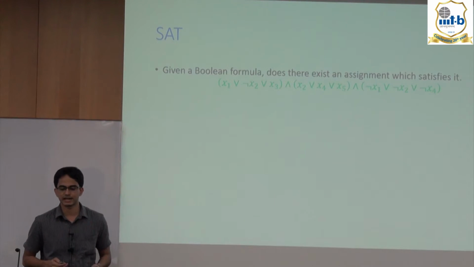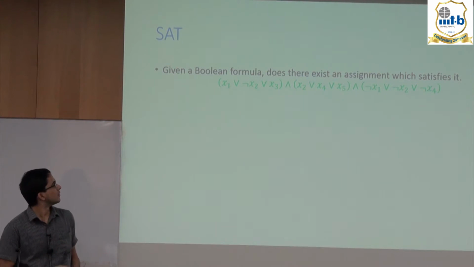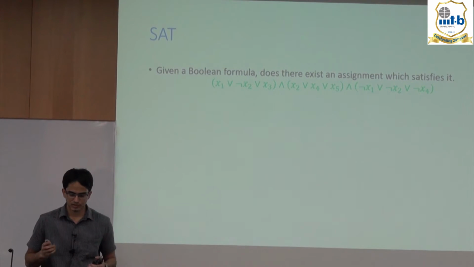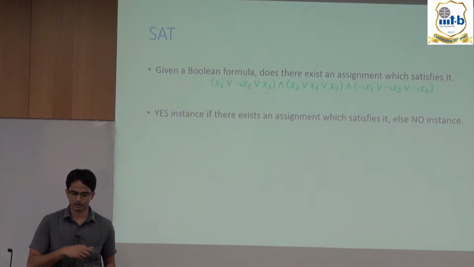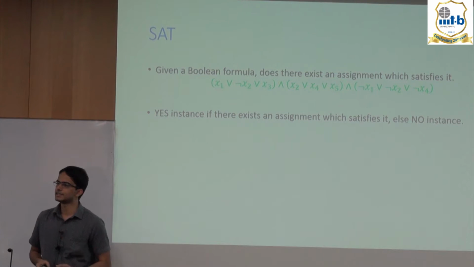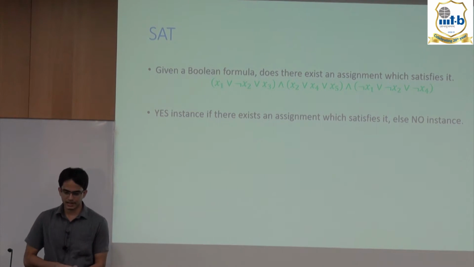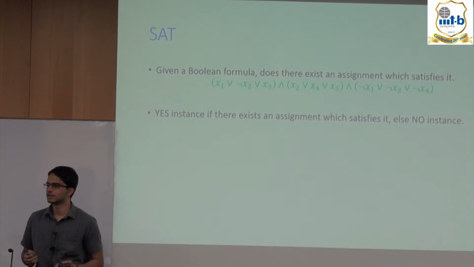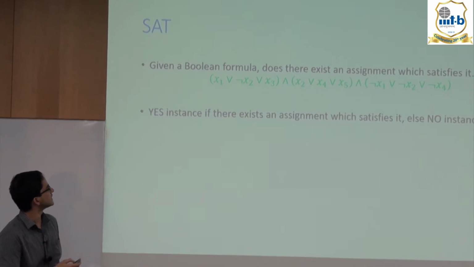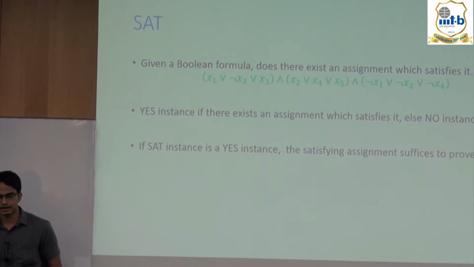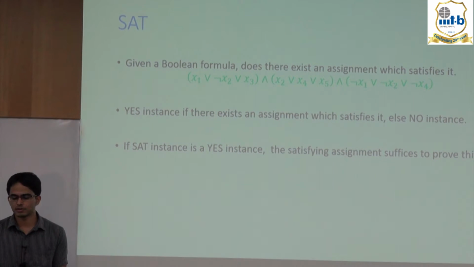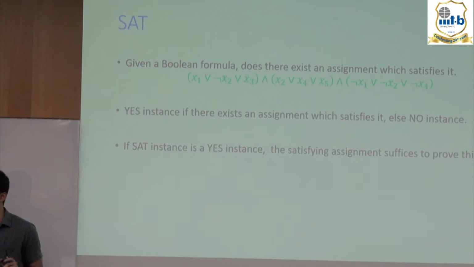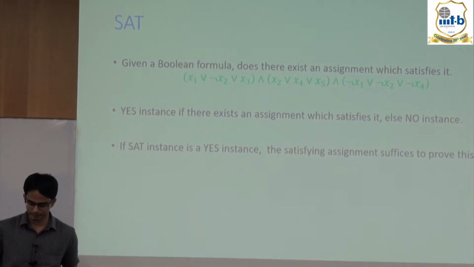So again, let's come back to the SAT example. We had a 3-SAT formula. We want to see whether there is an assignment which satisfies it or not. We'll say an instance is a yes instance if there exists an assignment which satisfies it. If there exists no assignment which satisfies it, we'll call it a no instance. And as we said, because this problem belongs to NP, every problem in NP has a short proof that the instance is a yes instance.